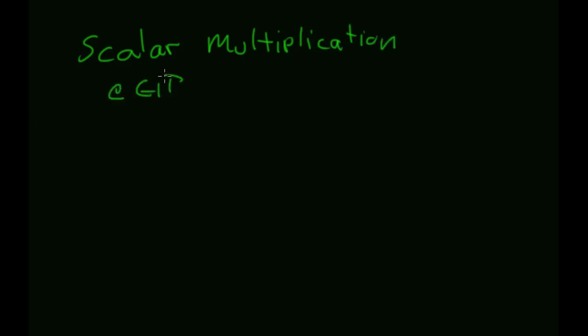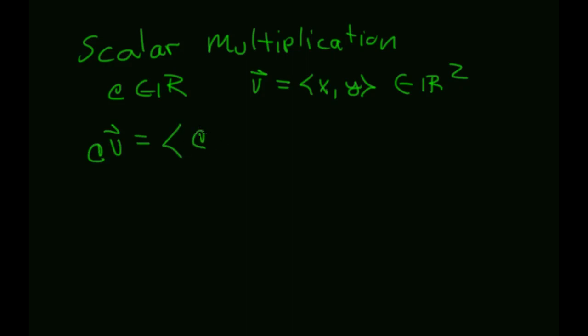We also have an idea of what's called scalar multiplication. Okay, so if c is a real number and v equals x, y is a vector in the plane, then c times v is the same as multiplying each component of the v vector by c. Now, what's notable here is that the magnitude of cv is equal to c times the magnitude of v.